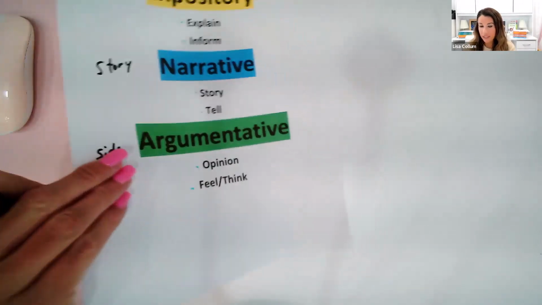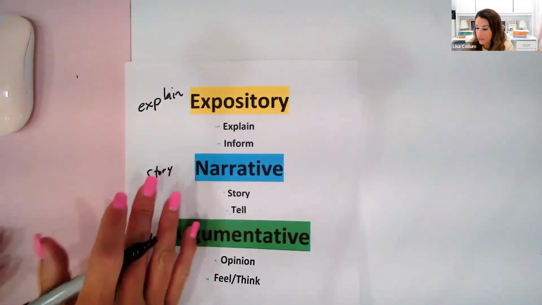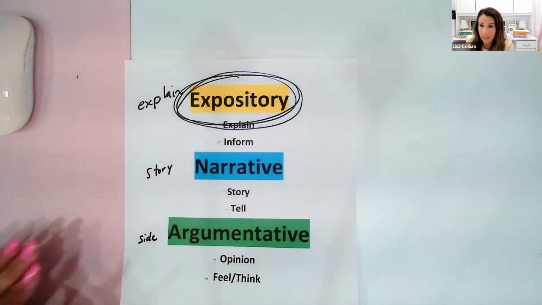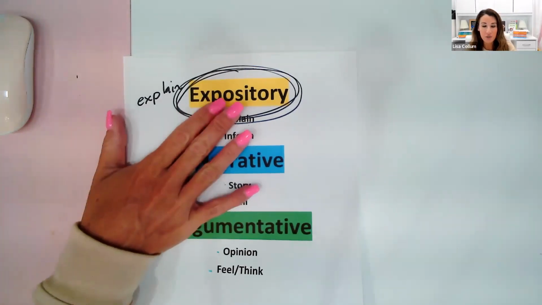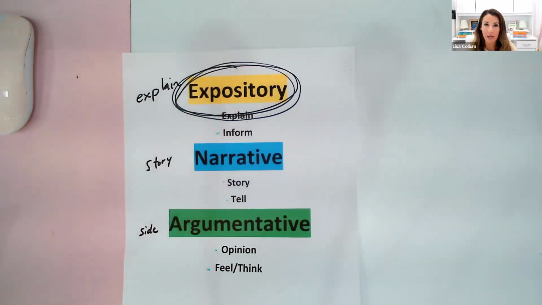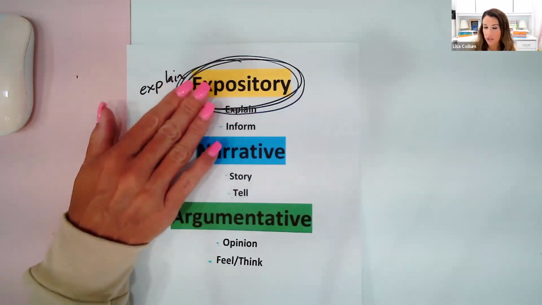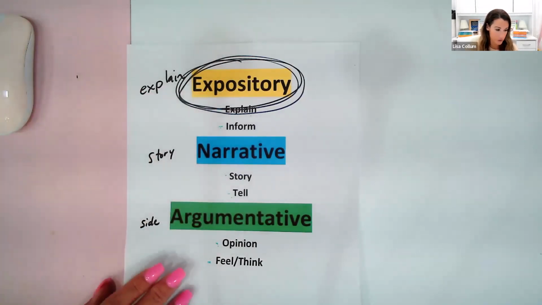Now, for the next 5 weeks, we are going to be concentrating on expository writing only, okay? This is the one I like to start with when I'm teaching kids how to write because it teaches you the structure of an essay. So we are only going to be working with expository right now, okay? But I did want to introduce you to the 3 ways that we will be learning overall.